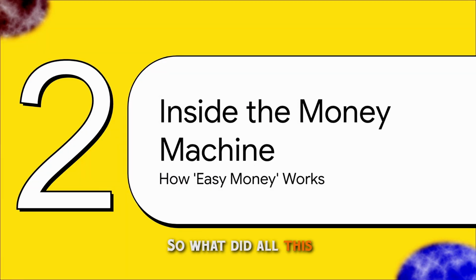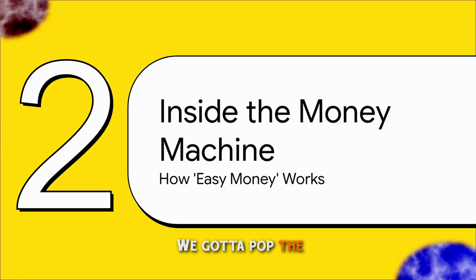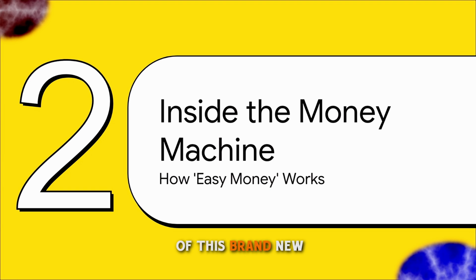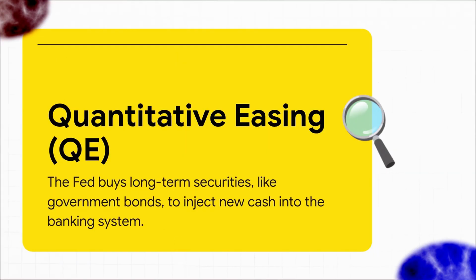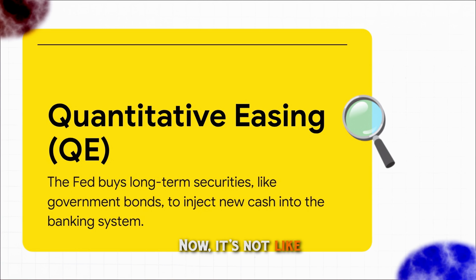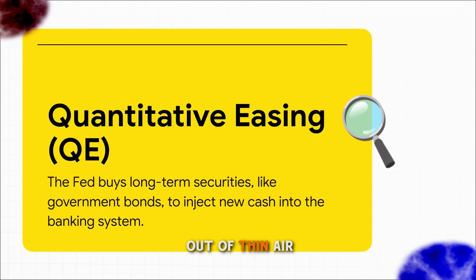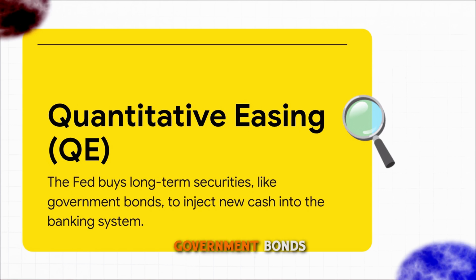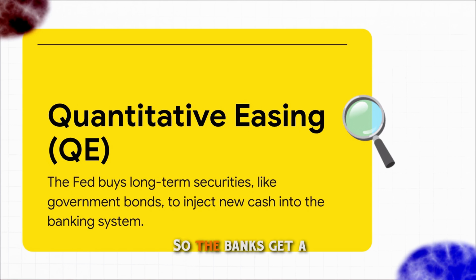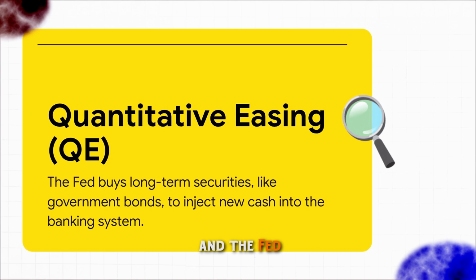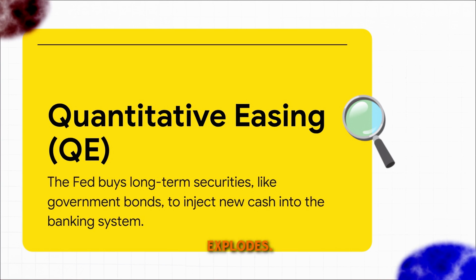So what did all this actually do? We gotta pop the hood and look at the mechanics of this brand new money machine. First up, let's talk about QE, quantitative easing. Now, it's not like they're just printing stacks of cash and handing it out. Think of it more like this. The Fed creates new digital money out of thin air and uses it to buy things like government bonds from the big banks. So the banks get a flood of new cash and the Fed gets the bonds. The result: the money supply available to Wall Street just explodes.